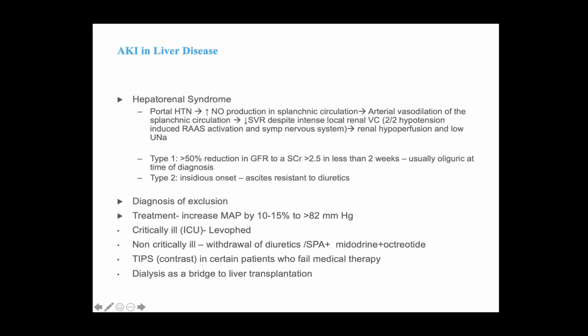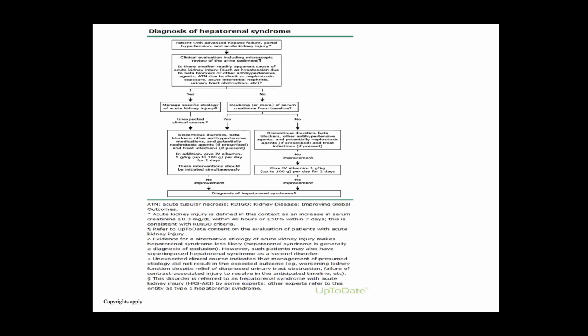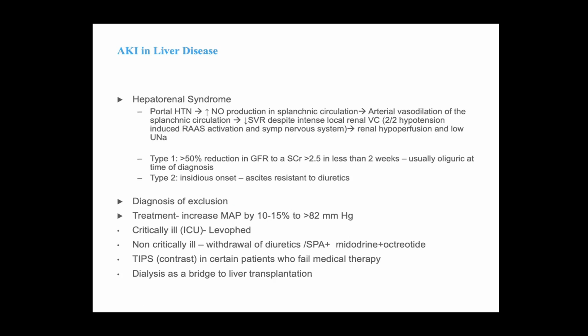Remember, it's a diagnosis of exclusion. Just because someone has cirrhosis doesn't mean they have HRS. They could also be volume deplete, and they could be pre-renal. Treatment is to increase their MAP. If they're critically ill in the ICU, you could start pressors. If they're non-critically ill, first thing to do is withdraw diuretics and then midodrine and octreotide. Again, I'm not going to go over this slide because it's pretty much the same. And in these patients, often, if they're candidates for liver transplant, we'll do dialysis as a bridge to liver transplant. Often when patients get a liver transplant, if their kidneys were fine to begin with, then we don't really assess for kidney transplant. But if they had some other reason to have stage 4 CKD that's not hepatorenal, these patients get dual organ transplants.